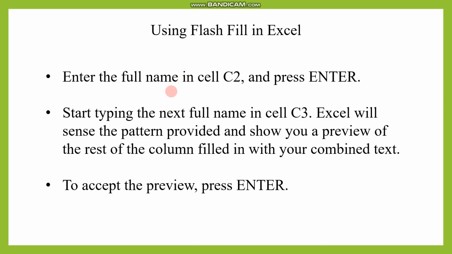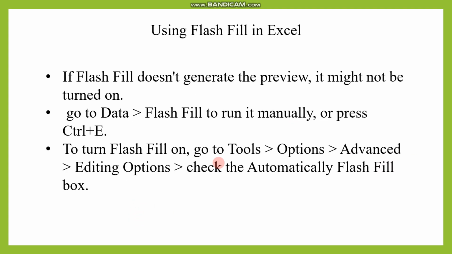You can enter the full name in cell C2 and then press enter. Start typing the next full name in the next cell, C3. Excel will sense the pattern provided and it will show you a preview of the rest of the column filled in with your combined text. To accept the preview, you can press enter.